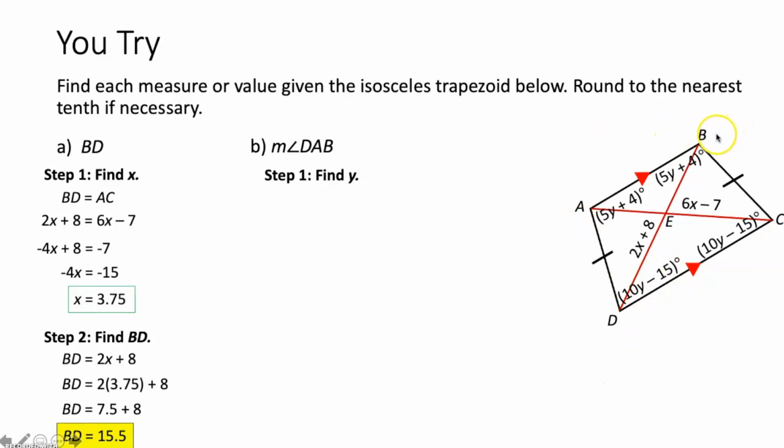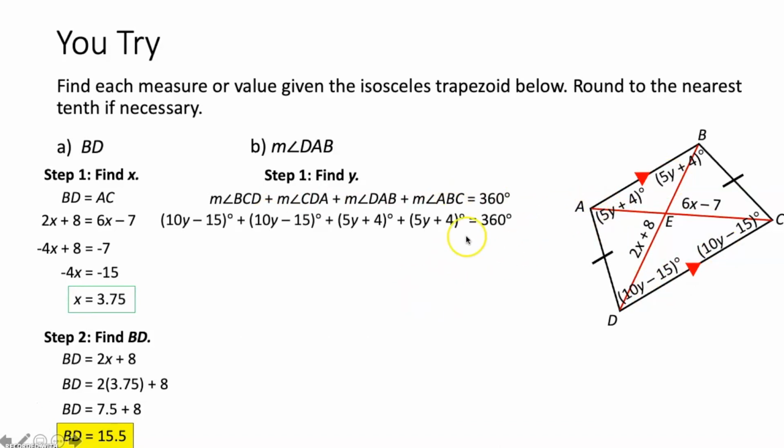an equation now to solve for y. So how do I set up that equation? Well, I know that the sum of the measures of the interior angles of a quadrilateral has to be 360 degrees. So I can say that the measures of each of these interior angles added together has to be equal to 360 degrees. I can then take what these measures are equal to, plug them in to their respective spot over here, and I can simplify.